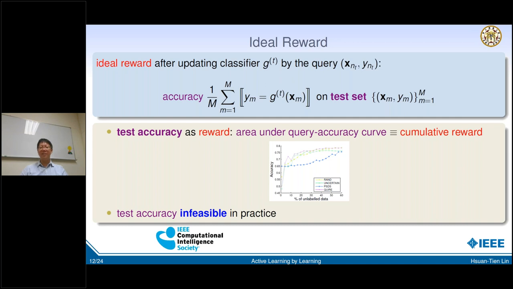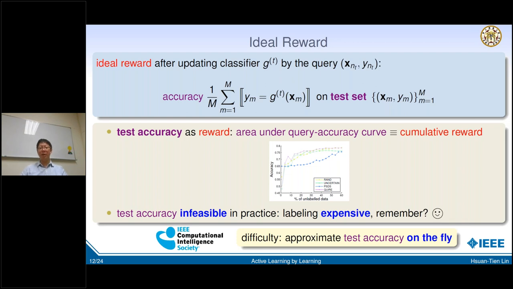But it is infeasible in practice. You say, okay, can I get a test set and use the test accuracy as the reward? But no. Why is that? Because labeling is expensive. Applications that actually need active learning usually cannot afford to gather a test set that is sufficiently large to evaluate the performance. We don't have a super big test set. Otherwise, we'd just use those labels during training. Labeling is expensive, so we want to use active learning, and therefore, we don't have the test accuracy on hand. We cannot use it as an ideal reward.